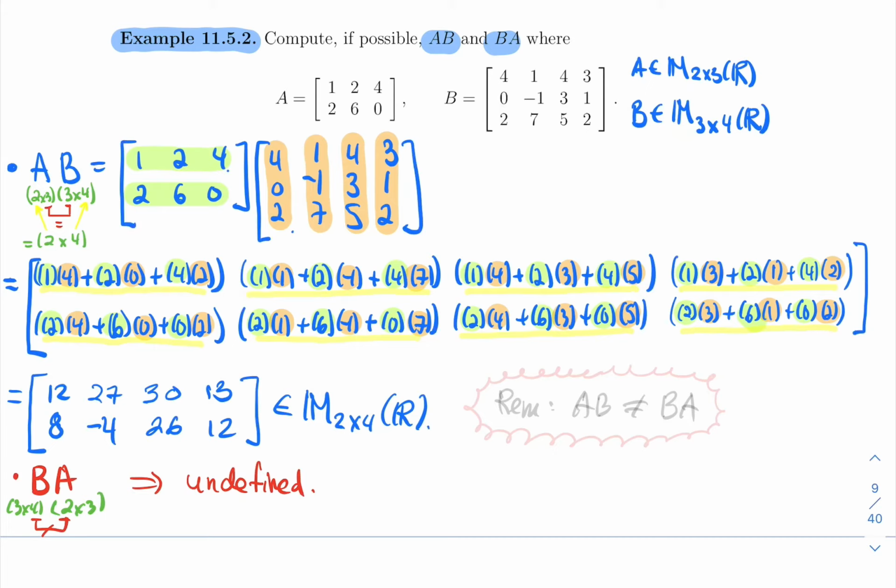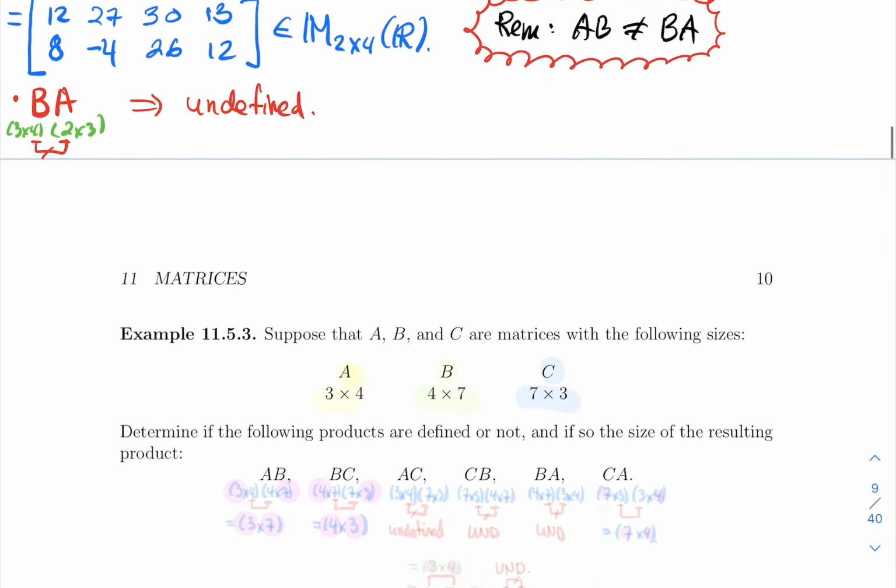So I'll write that down as a remark here in dark black. Remark: A times B is really not equal to B times A. So it's a crazy idea for matrix multiplication that the product is commutative, unlike the regular multiplication for real numbers.